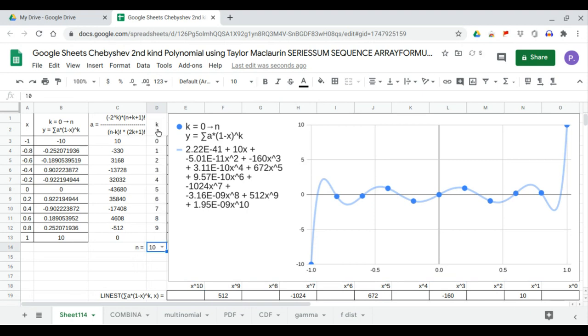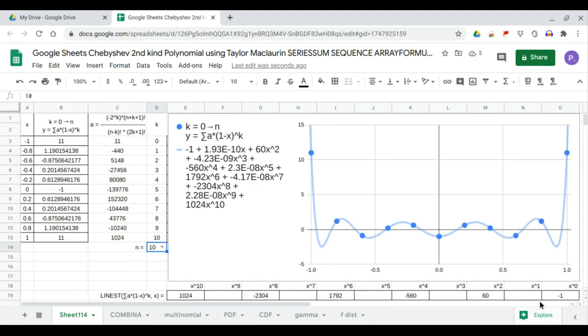At n equals 10, the Chebyshev second kind polynomial y equals negative 1 plus 60x squared minus 560x to the fourth plus 1792x to the sixth minus 2304x to the eighth plus 1024x to the tenth. This completes the use of Taylor-Maclaurin series sum to generate the expansion of the Chebyshev second kind polynomial and sequence, array formula, and LINEST polynomial regression.